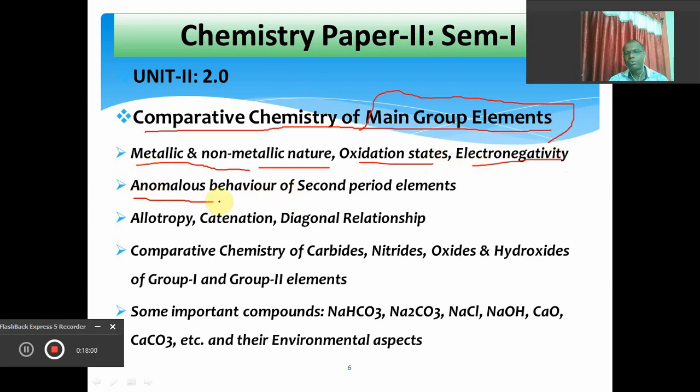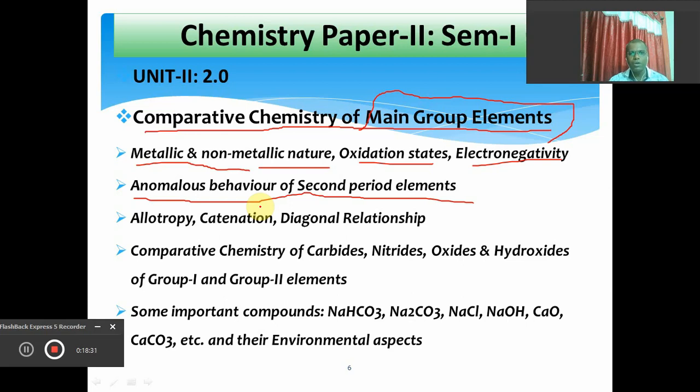We are also going to study the anomalous behavior of second period elements, because it is observed that the elements of the second period, meaning the row, show different properties as compared to the other members of the same group, the same column, because definitely the basic part of this is given in chemistry paper 1.